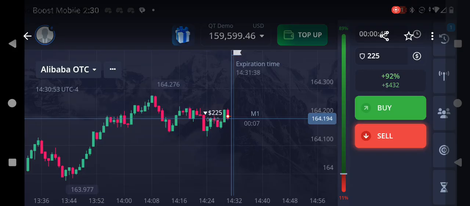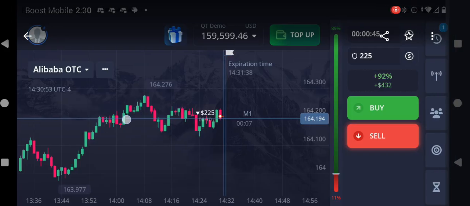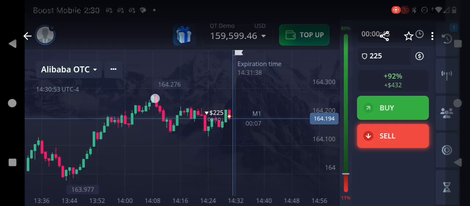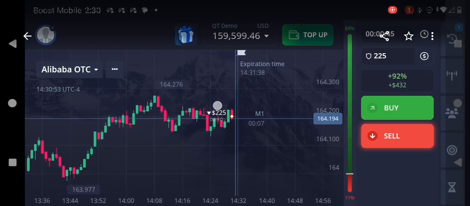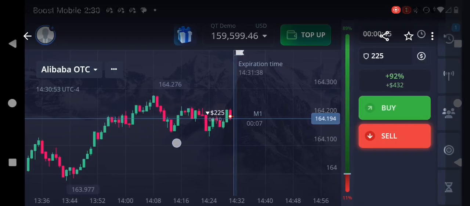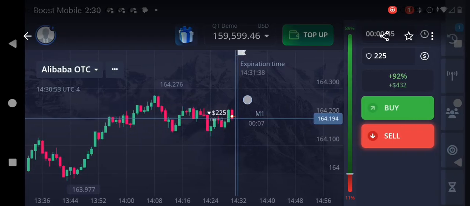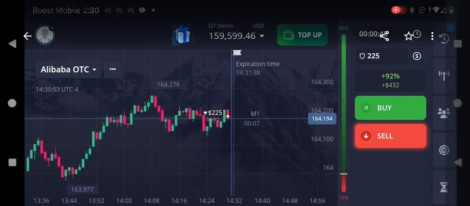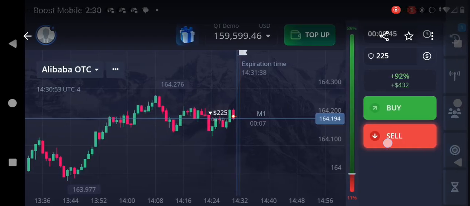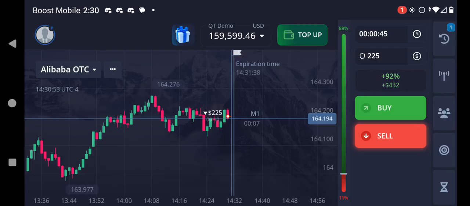So we're going through it here right now. As you can see, I see the ceiling here, and here's the floor. So with that ceiling here, I put in a sell for 225. Oh, wrong one. Excuse me. But yeah, I put in a sell there for 225. And so obviously that's where the price is going. It's going to go down.